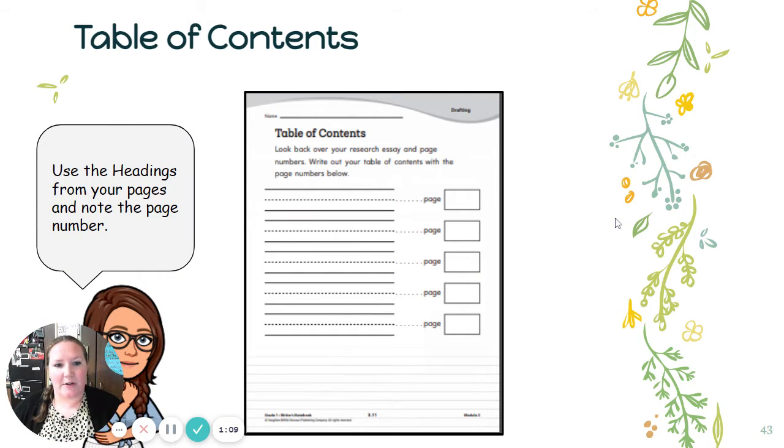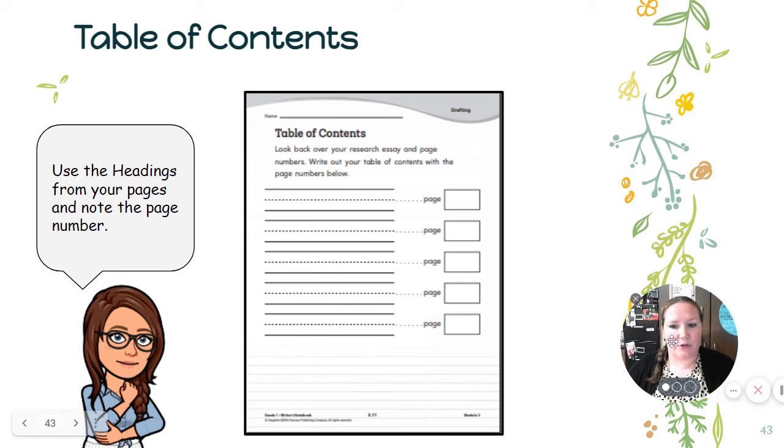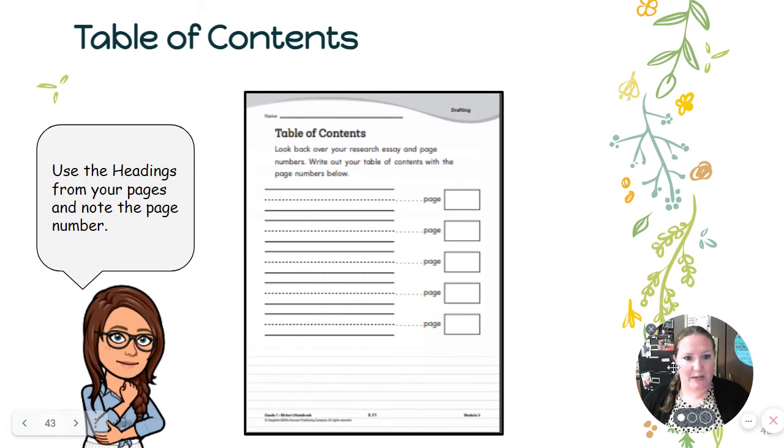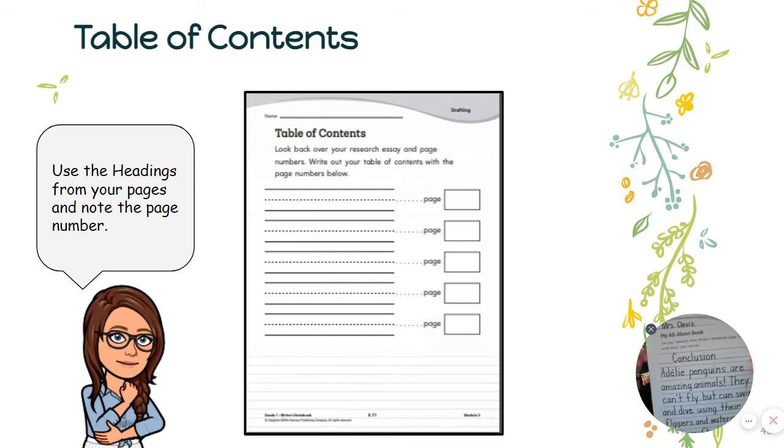So remember, for your table of contents, you want to use your headings from your pages. If you have forgotten to put headings on your pages, please make sure you go back and do that before your final draft. We want to make sure that you have a heading at the top of your page to tell your reader what that page will be all about. Great nonfiction text features, right?